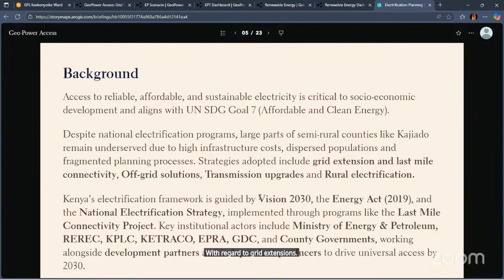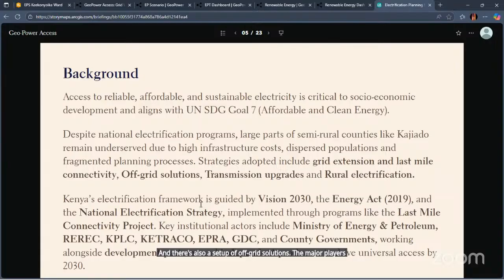The various communities in an area are dispersed with regard to settlement location, and there's also a fragmented planning process with these electrification strategies. The main programs that are used in the country include the grid extension and last mile connectivity project. There is also the transmission upgrades, such as the project being run by Ketraco at the moment to encourage and improve the supply of power. There is the Sultan Hamud high voltage line and also the Isinya in Kajiado to Tanzania interconnector. And there's also a setup of grid solutions.